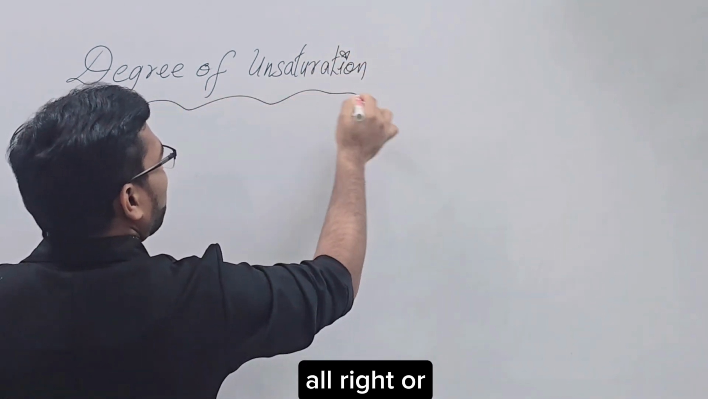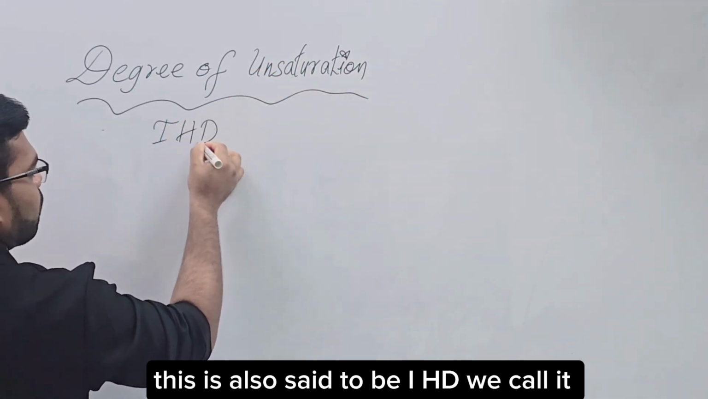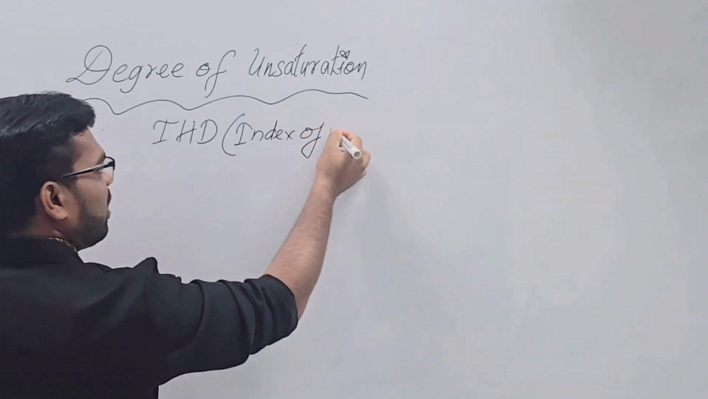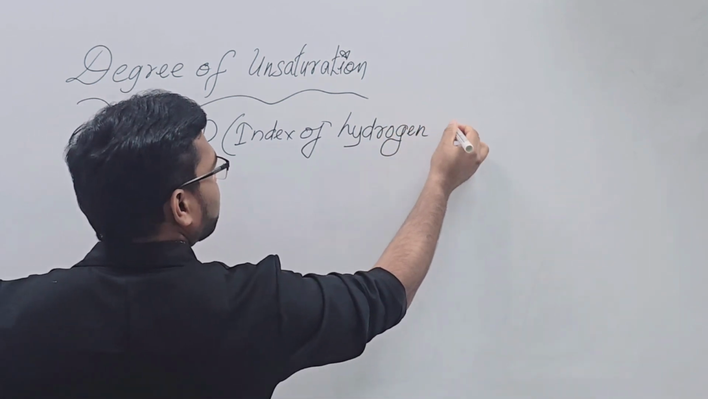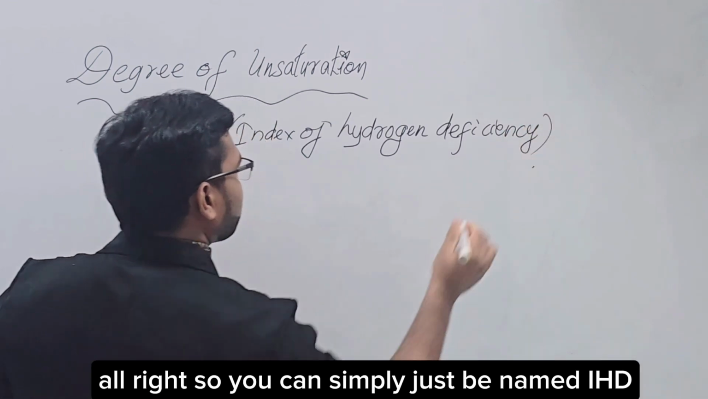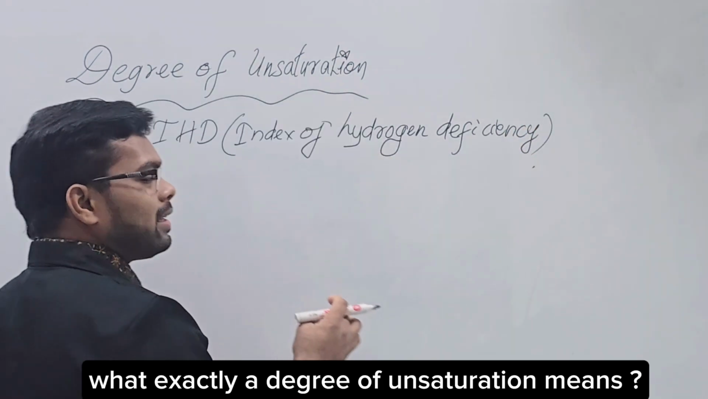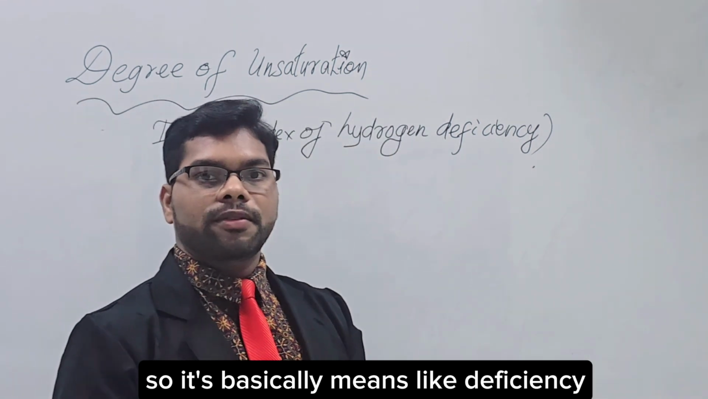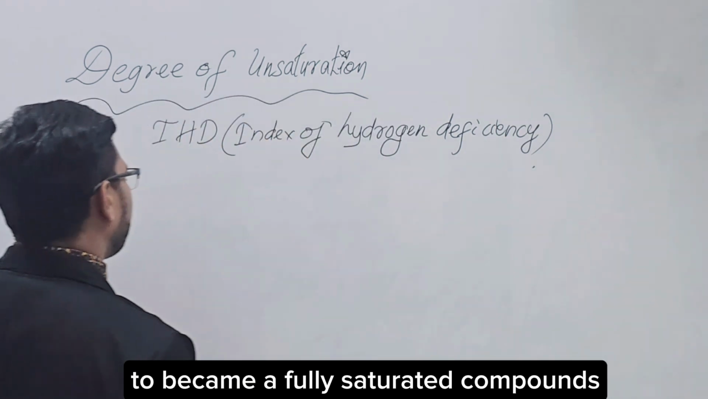Alright. This is also said to be IHD. We call it index of hydrogen deficiency. So simply we name it IHD. What exactly does the degree of unsaturation mean? It basically means a deficiency of some hydrogens to become a fully saturated compound.